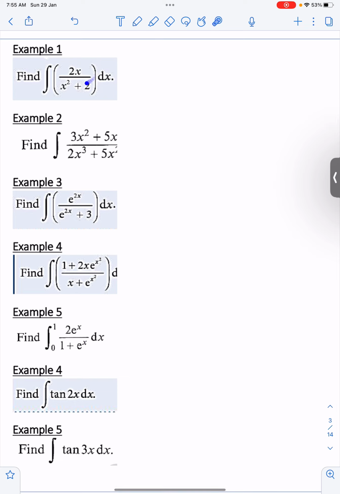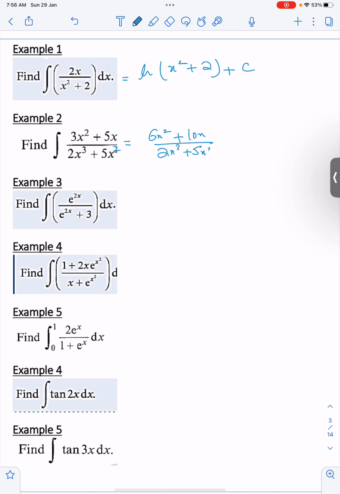If you look at the first example here, it's x squared plus 2, and we know that the derivative of x squared plus 2 is 2x. That means we're going to write this as ln x squared plus 2 plus c. Okay. If you look at this, the derivative of 2x cubed plus 5x squared is 6x squared plus 10x.